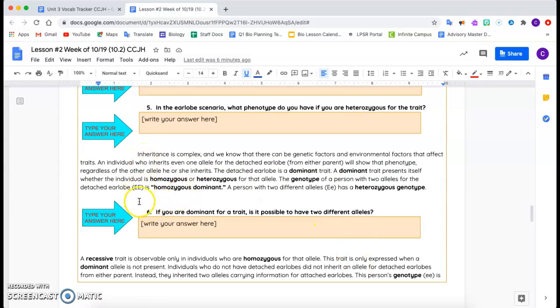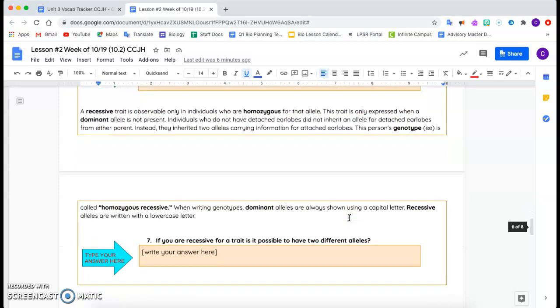The article continues, and the next question is, if you're dominant for a trait, is it possible to have 2 different alleles? And then if you're recessive for a trait, is it possible to have 2 different alleles? So please make sure you read through the whole article before answering these questions. I know that for some of you, your goal is to complete all your work or to really be understanding the material, and this is one of the ways that you can achieve that goal.